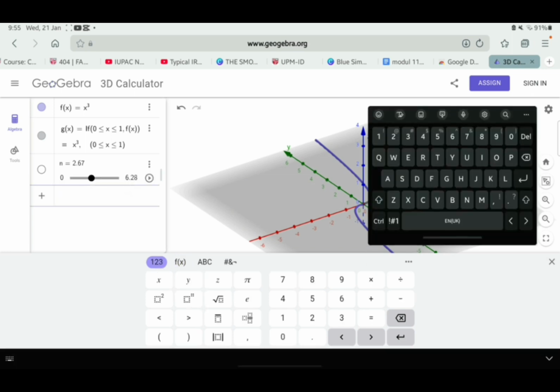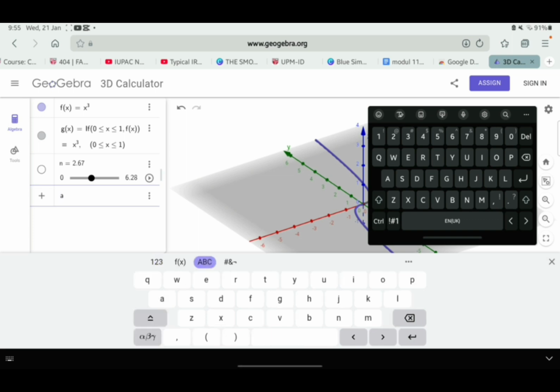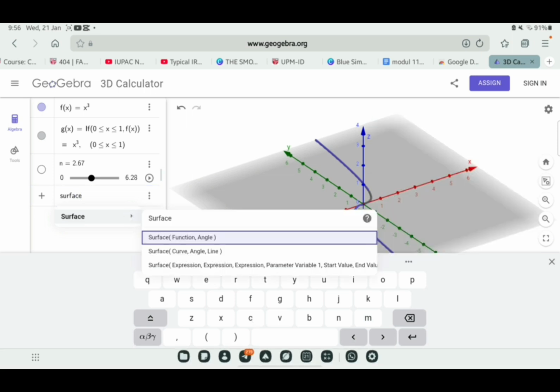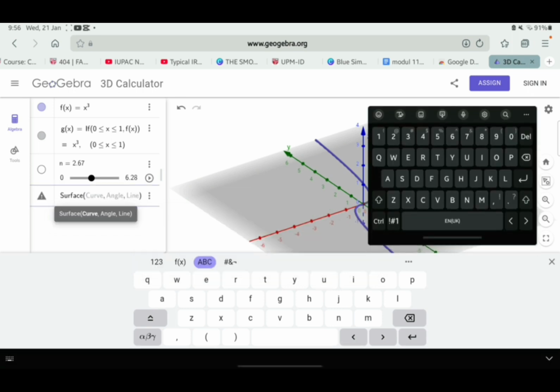Lastly, we put in the surface area, and then we choose the curve, angle, and line. For the curve, it is g of x, we just put in g. For the angle it is n, the one that we have as the sliders, and the line is the x axis.